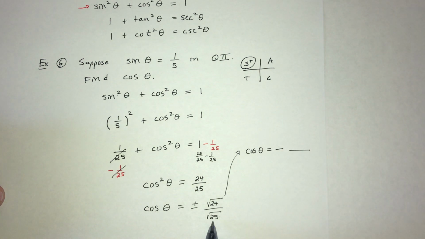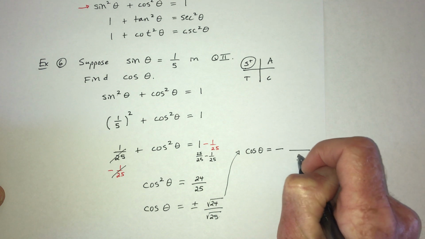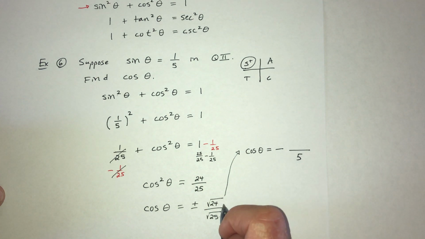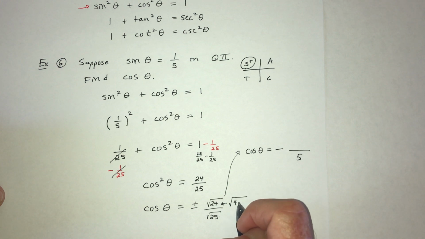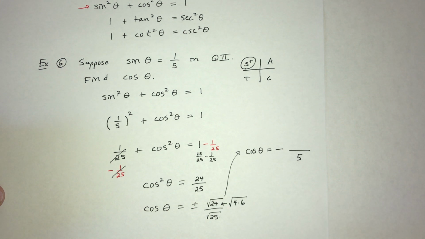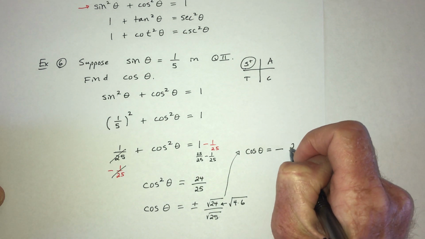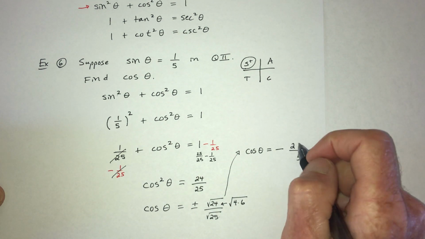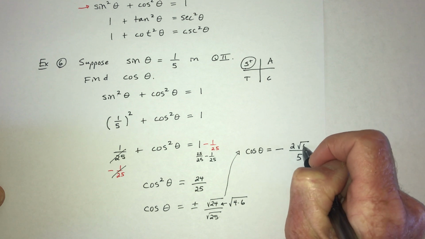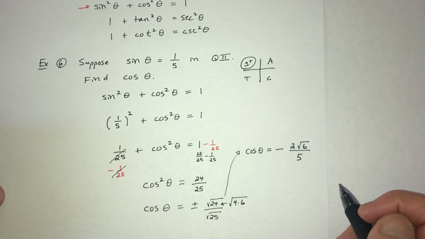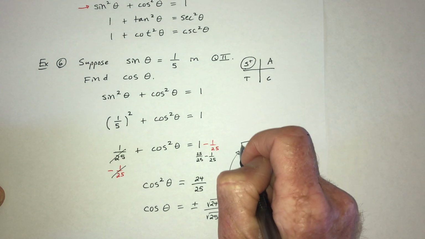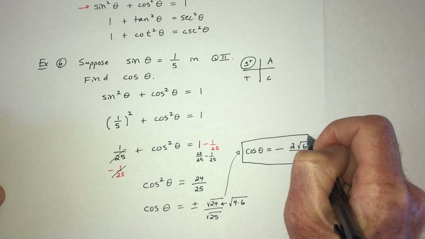And then with this fraction, I could take the square root of 25 is 5. And for a 24, that could be factored as 4 times 6. You could take the square root of 4 is 2. And square root of 6 can't be simplified, so it has to stay as the square root of 6. And that is done.